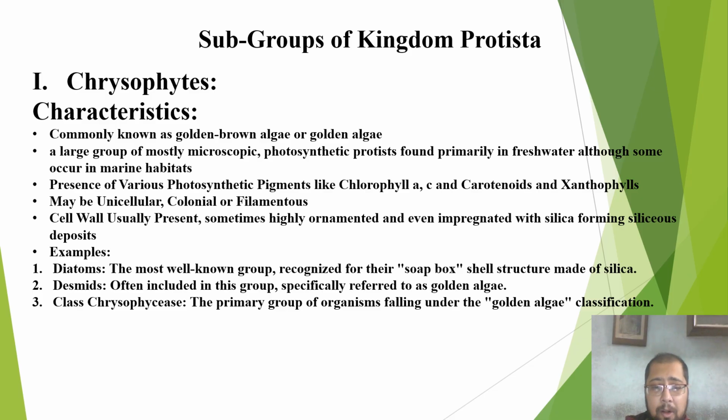The desmids are also included in this group and are referred to as golden brown algae. Together, diatoms and desmids are known as the jewels of the biological world because of their beautifully ornamented appearance. And there's class Chrysophyceae, the primary group of organisms falling under the golden algae classification.